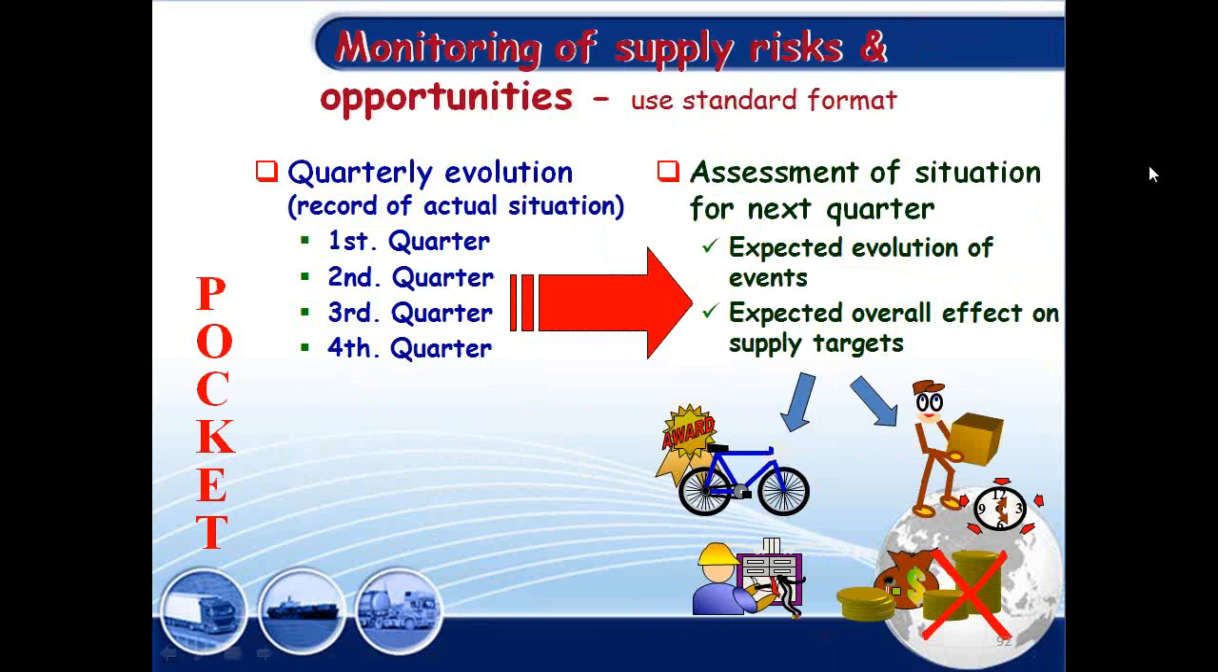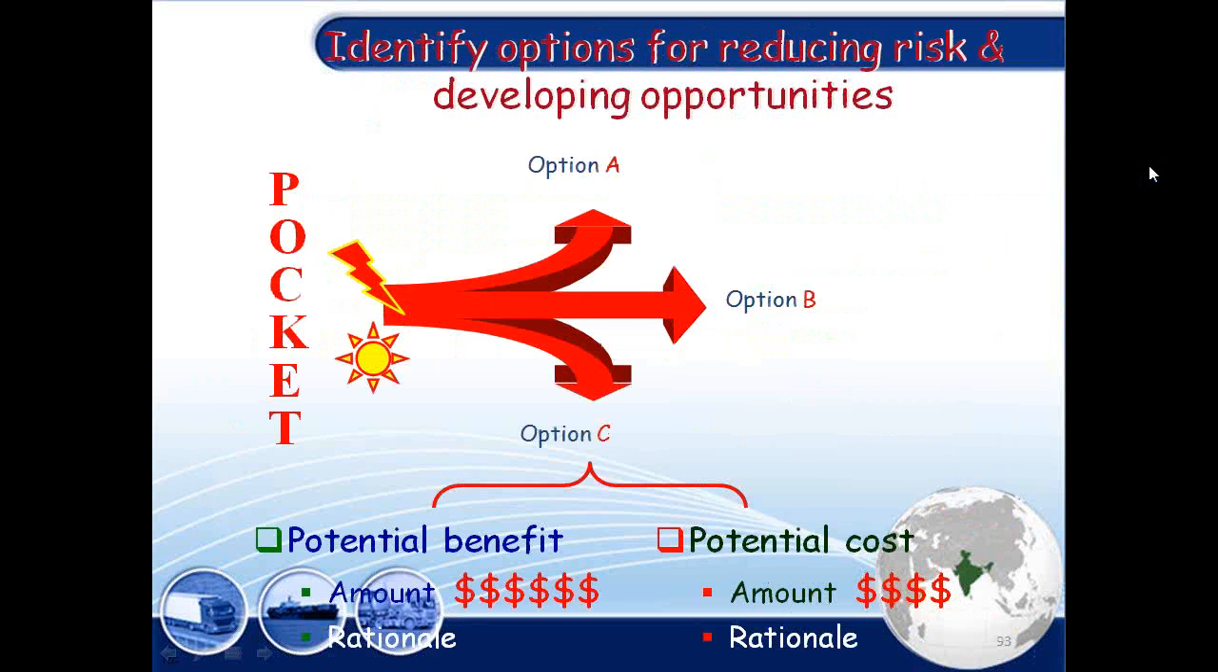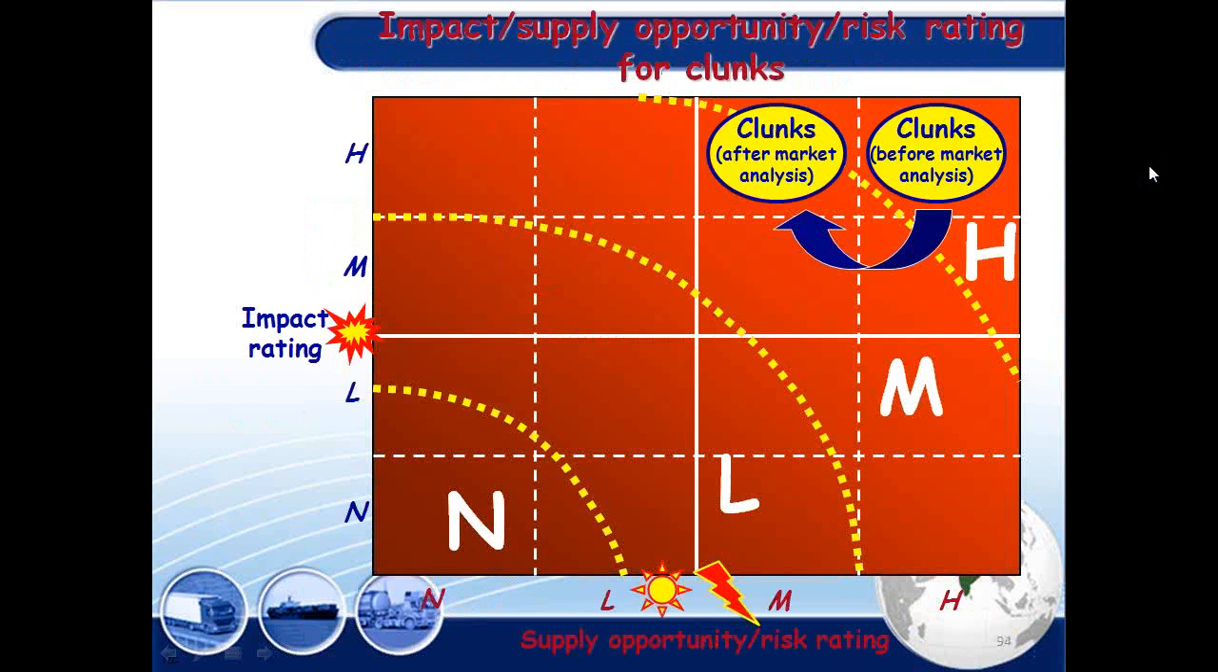Now here we have done the whole identification using the word pocket, but this has to be repeated on a quarterly basis. First quarter, second quarter, third quarter, fourth quarter. So whatever you have done, the assessment part is not a lifetime. So this is where we got options.